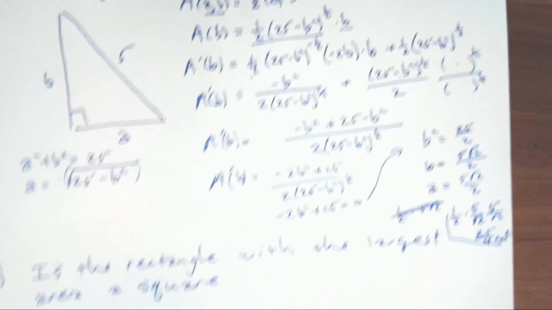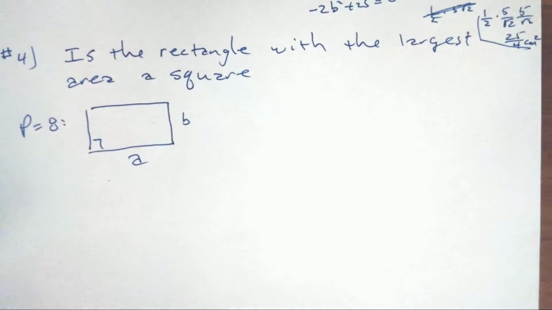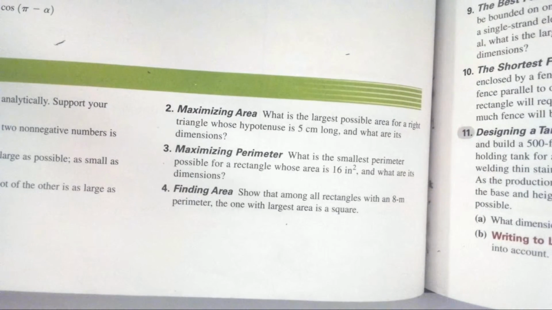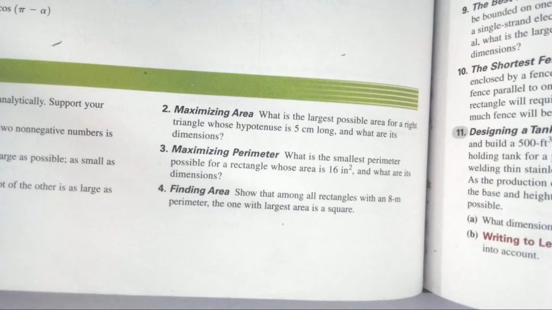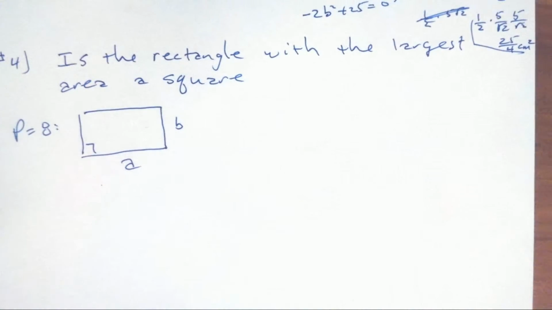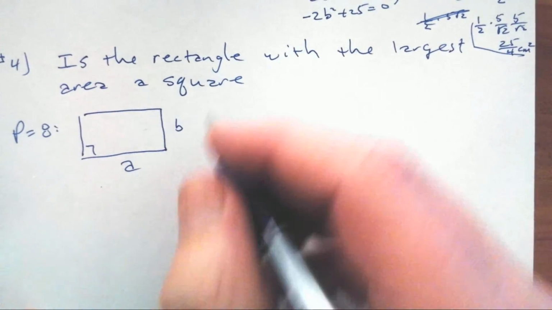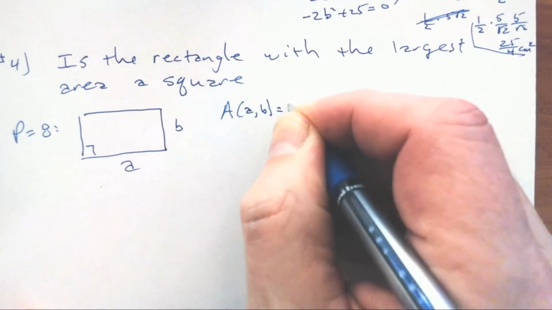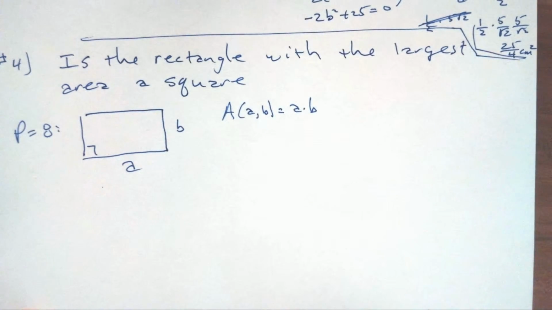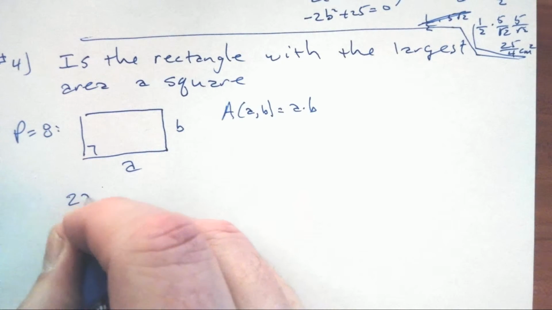I think I'm not going to re-record another video though, so we're going to move on to number 4. Number 4 says, show that among all rectangles with an 8-meter perimeter, the one with the largest area is a square. Now, I would not expect that to be unique to 8-meter perimeter, but that's what we have to work with. So, we are interested in area. Area as a function of A and B is A times B. And we also know that our perimeter would be 2A plus 2B.